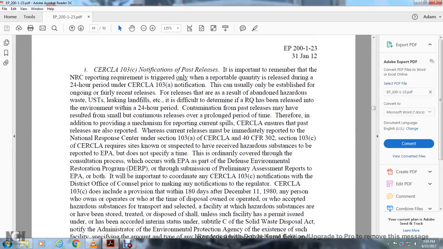For the Comprehensive Environmental Response, Compensation, and Liability Act, notification of past release is important. Remember, the Nuclear Regulatory Commission reporting requirement is triggered only by the report of the quantity released during the 24-hour period under the Comprehensive Environmental Response, Compensation, and Liability Act 103 notification. They can usually be established with ongoing or fairly recent release, for the release as a result of abandoned hazardous waste, the UST underground storage tanks, landfill leaking, with the determined reportable quantity having been released into the environment. The 24-hour period with contamination past release may be the result of a spill, but continuous release for a prolonged period of time.